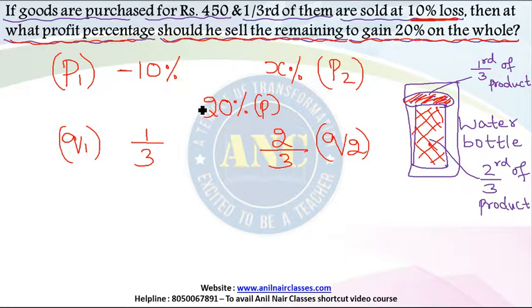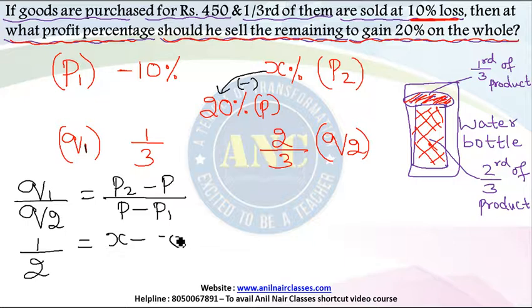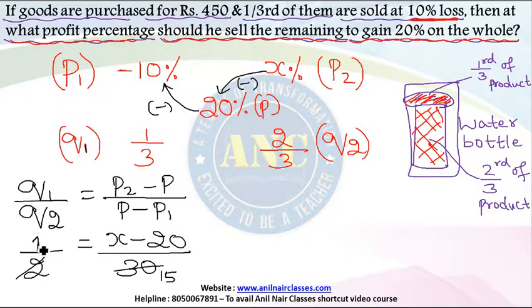Now, once I draw this diagram, it is never a difficulty. We have seen this in our concept. Q1 by Q2 is (P2 minus P) divided by (P minus P1). Q1 is 1/3 divided by Q2 which is 2/3. The 3 and 3 cancel. It is 1/2. P2 minus P is x minus 20, divided by P minus P1, which is 20 minus of minus 10, that is 30. So it is 2 into 1, 2 into 15. 15 into 1 is 15. Shift this minus 20 to the right hand side.